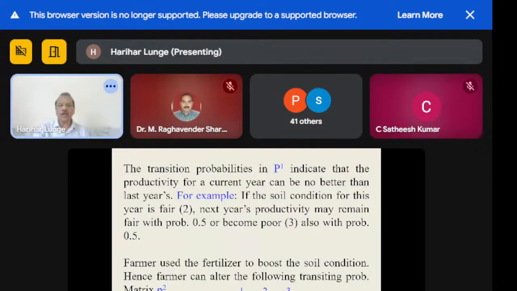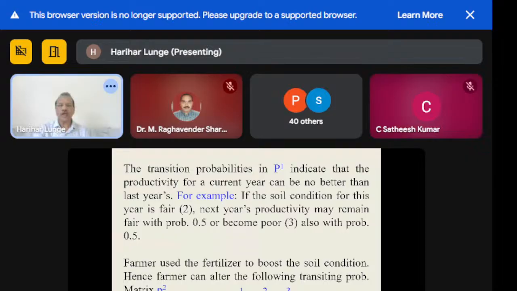For example, if the soil condition for this year is fair, next year productivity may remain fair with probability 0.5 or become poor with the same probability 0.5. We can observe here the second row. Fair will not become good because that probability is 0. So if the soil condition of the current year is fair, next year productivity may be fair with probability 0.5 or may be poor with probability 0.5.